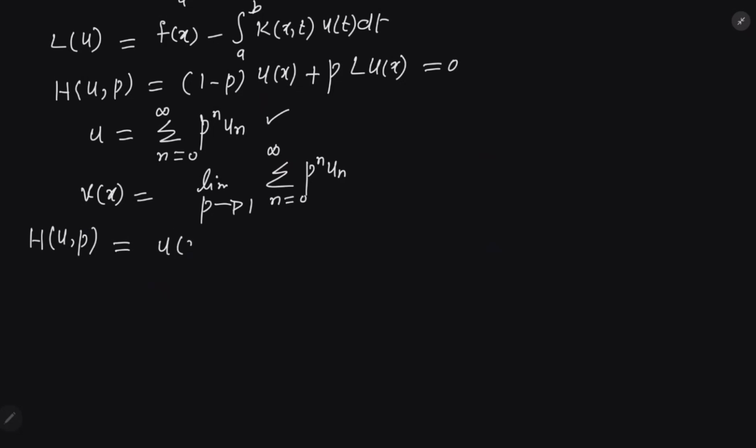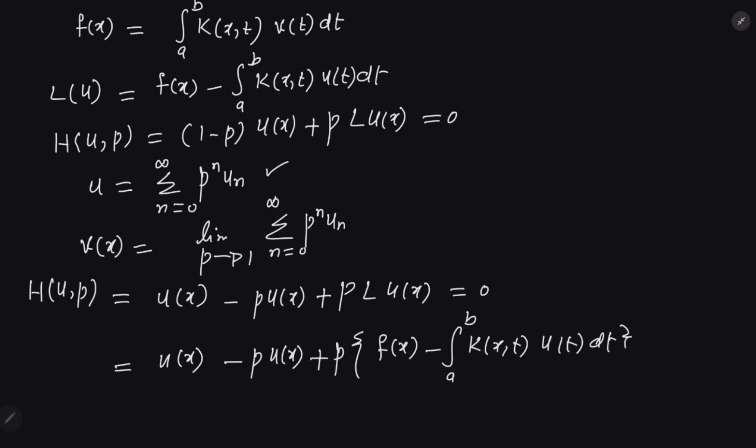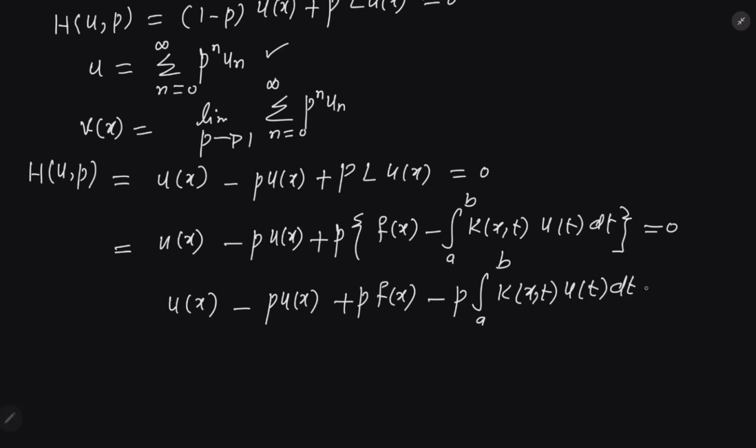We have u(x) - p u(x) + p L u(x) = 0. Then we have u(x) - p u(x) + p, and then our linear operator minus ∫ from a to b k(x,t) u(t) dt = 0. So we have u(x) - p u(x) + p f(x) - p ∫ from a to b k(x,t) u(t) dt = 0.